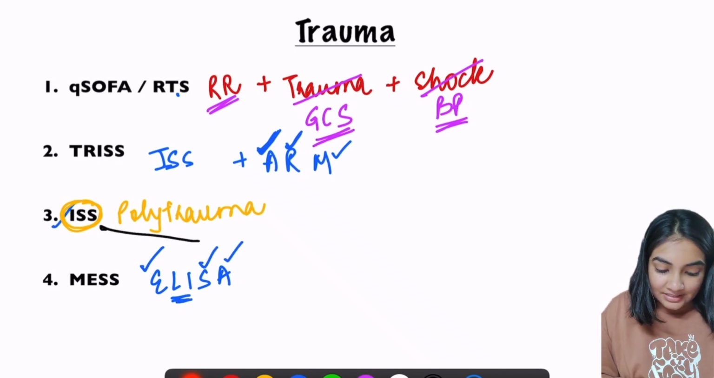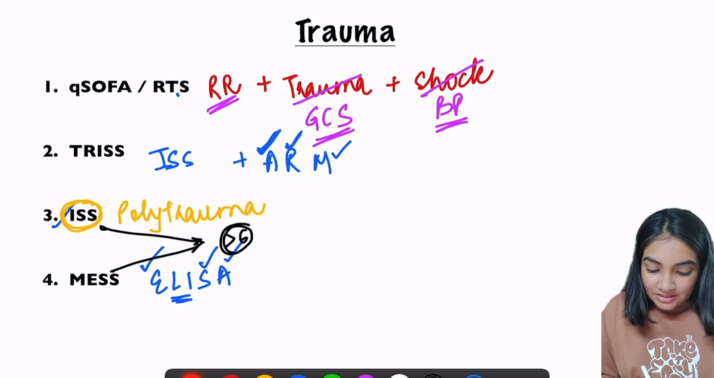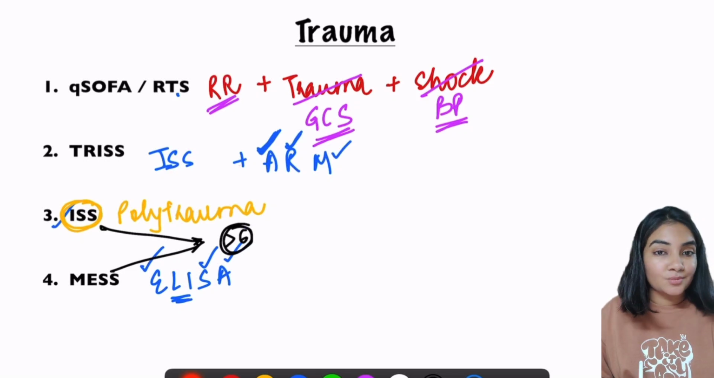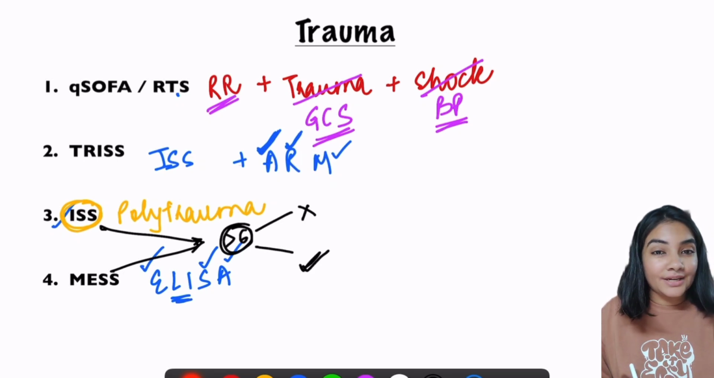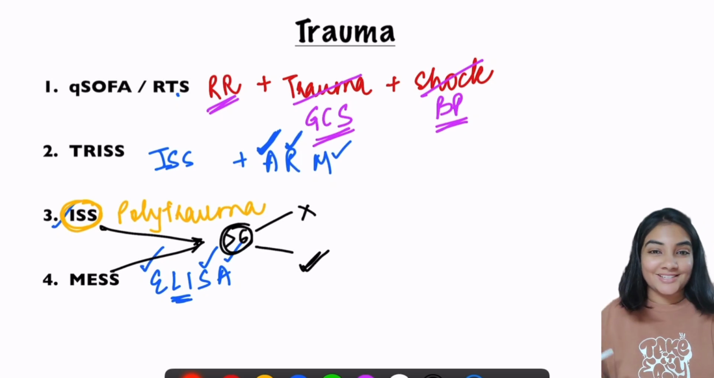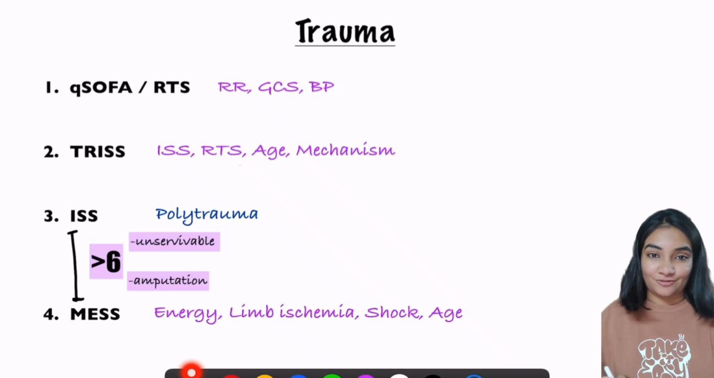For both ISS as well as MES, we have an important number to remember, that is more than 6, which means if ISS score is more than 6, the patient cannot survive. But if MES score is more than 6, that means we need to amputate the limb here. Let's write this down clearly. QSOFA, RTS. TRIS is ISS arm. ISS is for polytrauma, MES is ELISA, and both of them more than 6 is an important indication.